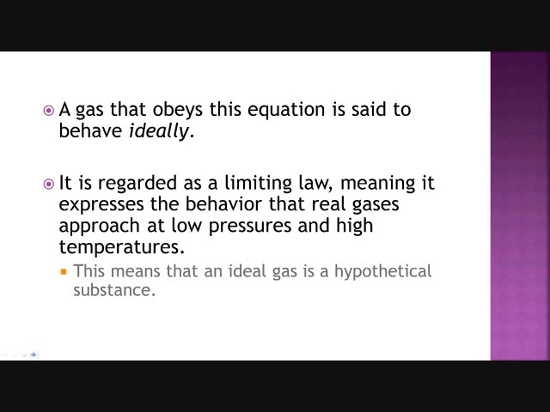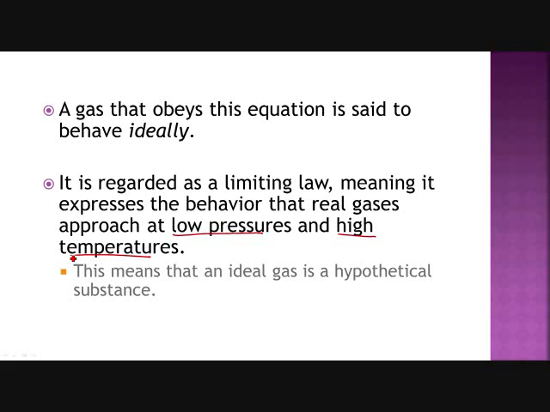But for now, it's regarded as a limiting law, meaning it expresses the behaviors that real gases approach at low pressures and high temperatures. So gases only behave ideally at these two conditions, very, very low pressures and very, very high temperatures. So this means that in our room right now, gases are probably not behaving ideally because it's not a low pressure situation and it's not a very high temperature situation. So an ideal gas is pretty much a hypothetical substance that you won't encounter in your everyday life or in your science life either.